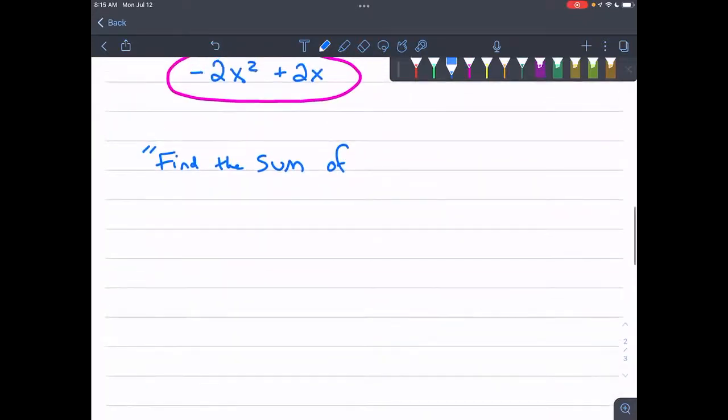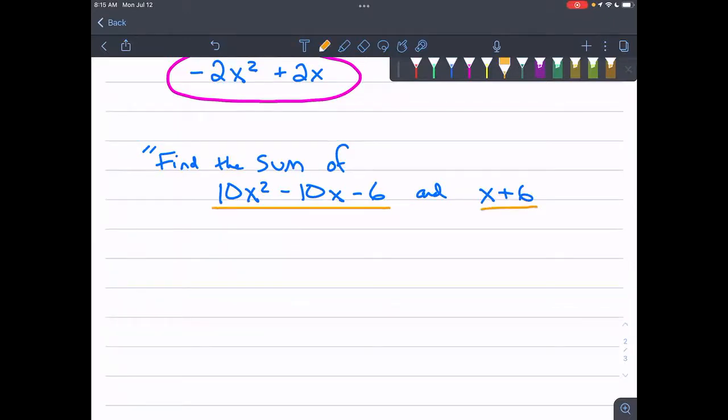So another thing they'll ask you to do in this section is find the sum of. It's basically just doing what we just did a minute ago, except you'll have a plus in the middle. So find the sum of 10x squared minus 10x minus 6 and x plus 6. And you just need to know that sum, you guys probably know this already, is addition.